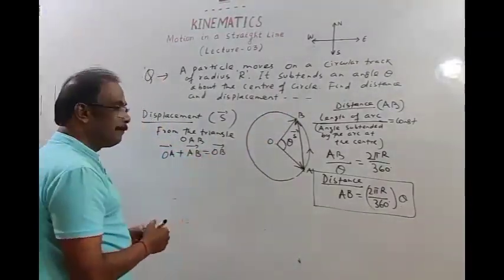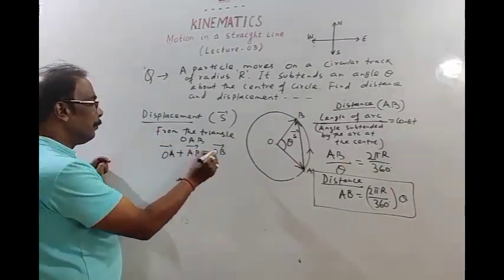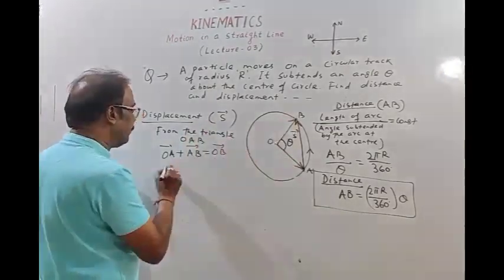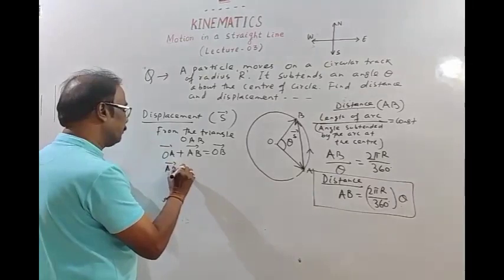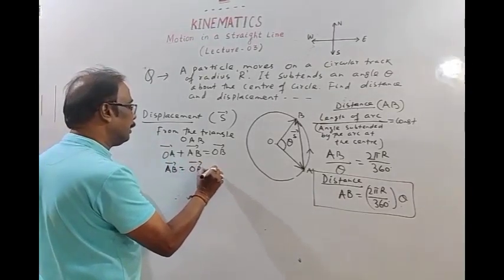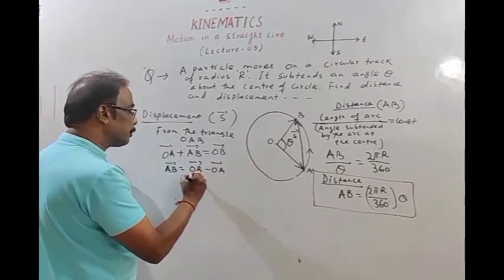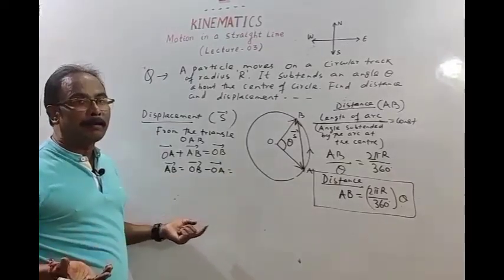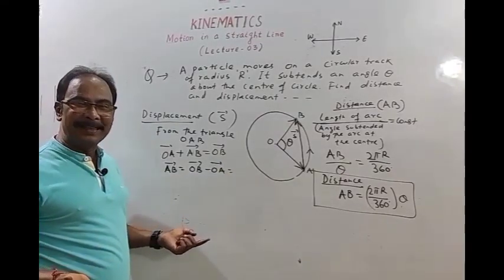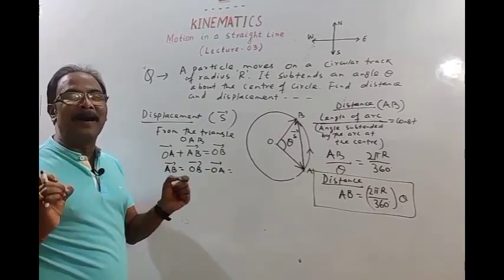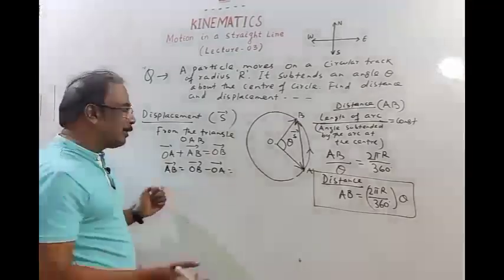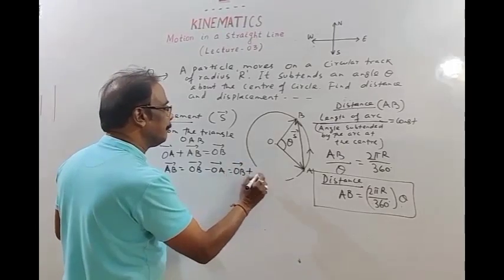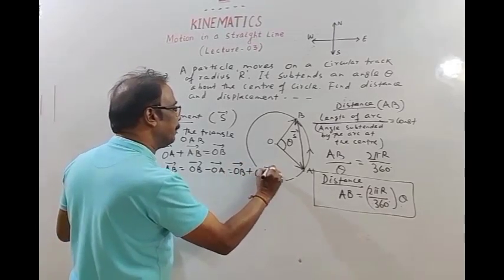Then, as per the law of vector addition, we require the displacement AB. The AB vector is equal to the OB vector minus the OA vector. So this is a case of vector subtraction. The method of vector subtraction is equivalent to the method of vector addition, only the negative of one vector is added to the other vector. Then this equals the OB vector plus minus the OA vector.